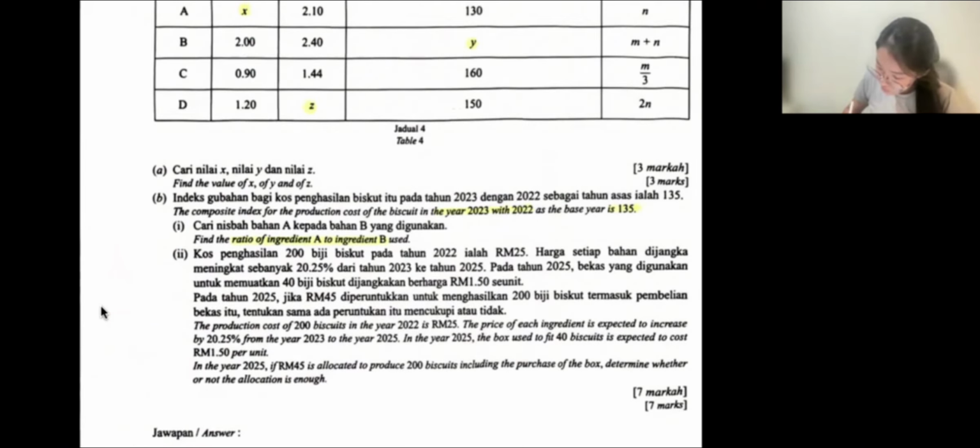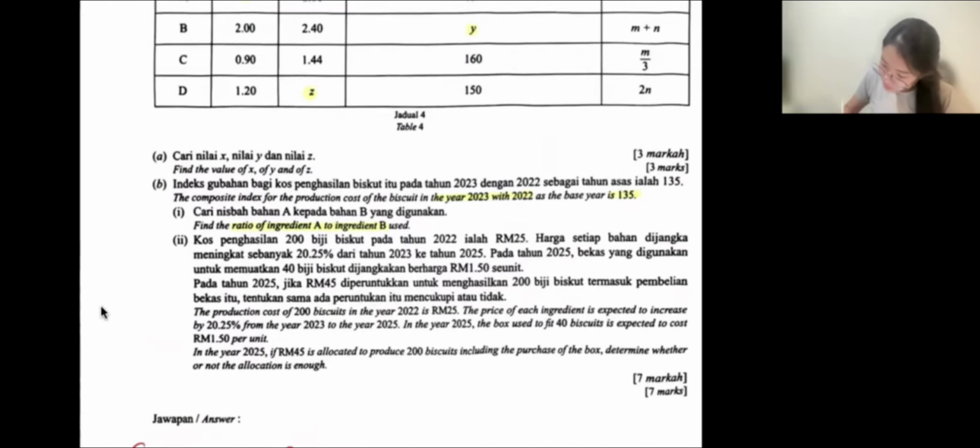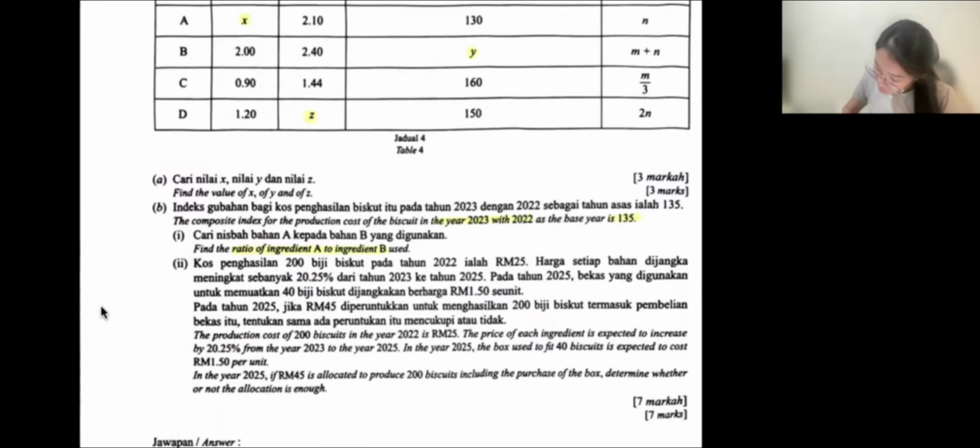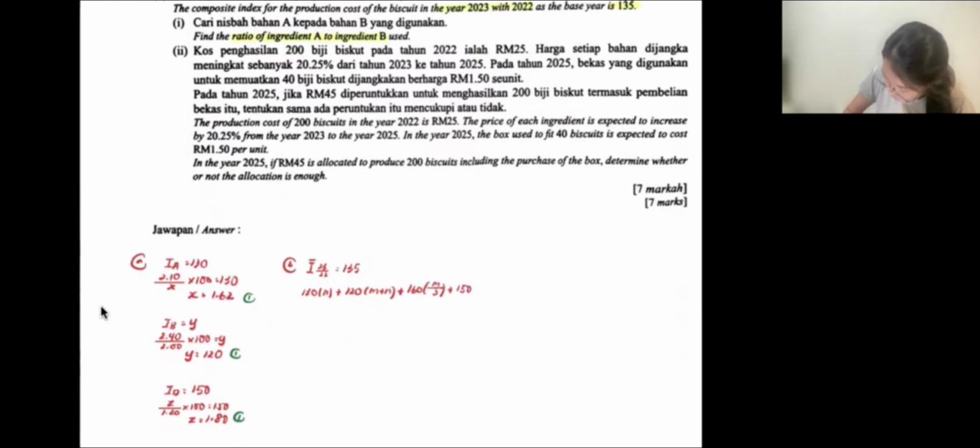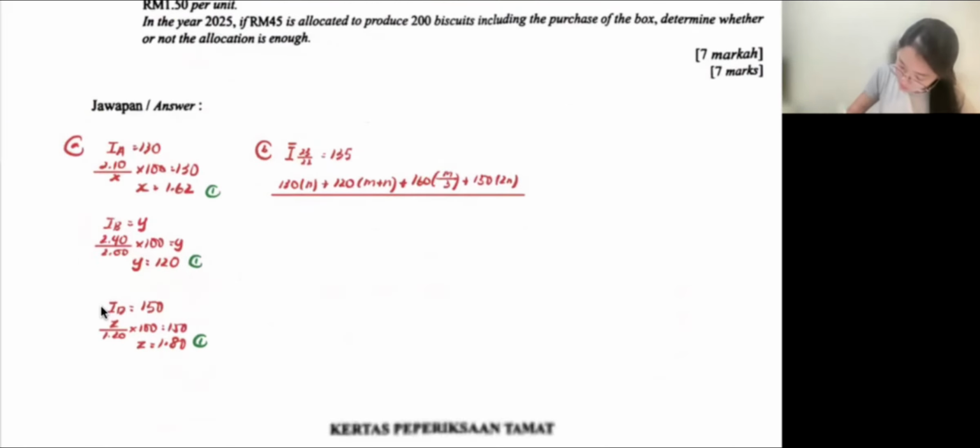Plus, okay, y is 120 times (m plus n). Third one, 160 times m over 3. 150 times 2n. Okay, divide by total weightage. n plus n, m over 3, and 2n equals 135. Okay, let's settle the top first, yeah?